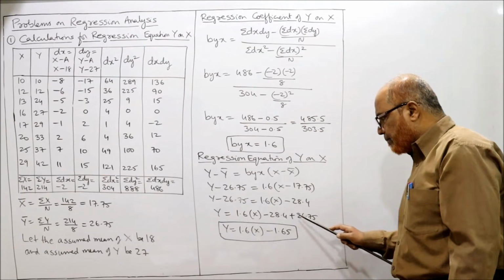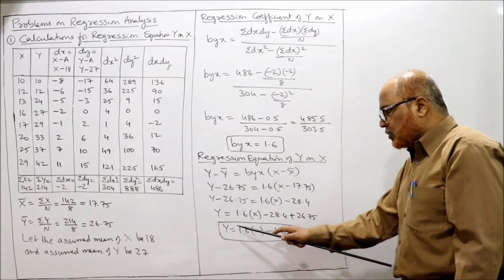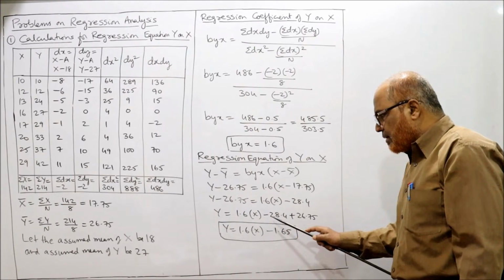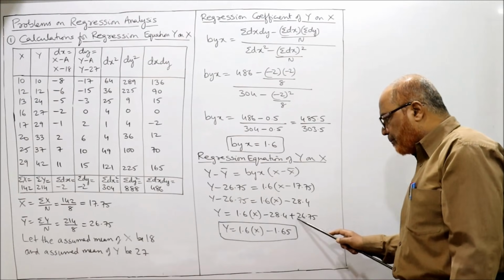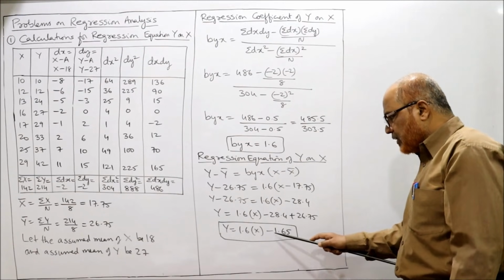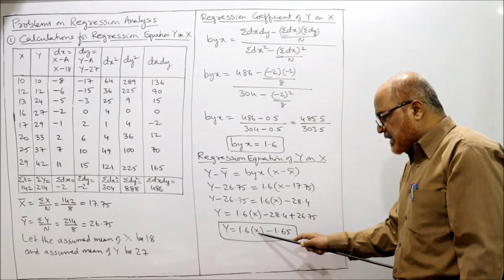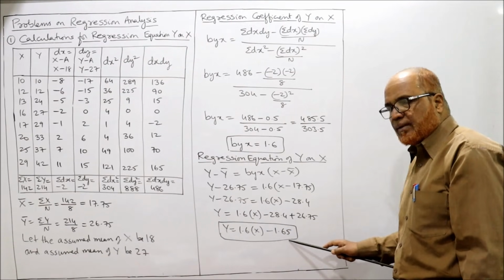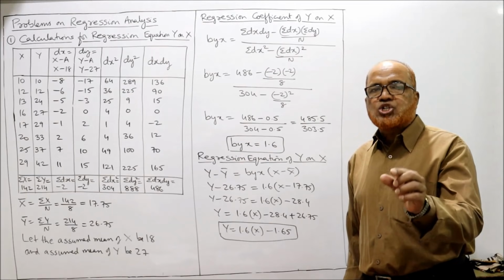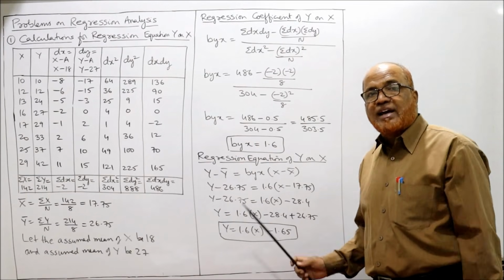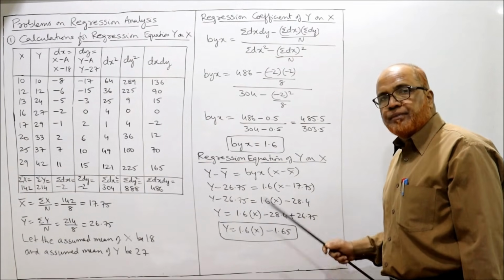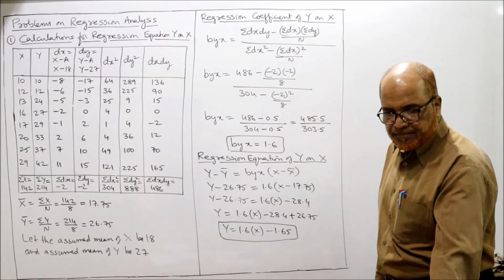This minus will become plus 26.75. तो y is equal to 1.6x minus 28.4 plus 26.75, you will get minus 1.65. तो y is equal to 1.6x minus 1.65. This is the regression equation of y on x. कौन सा ये? Regression equation of y on x.